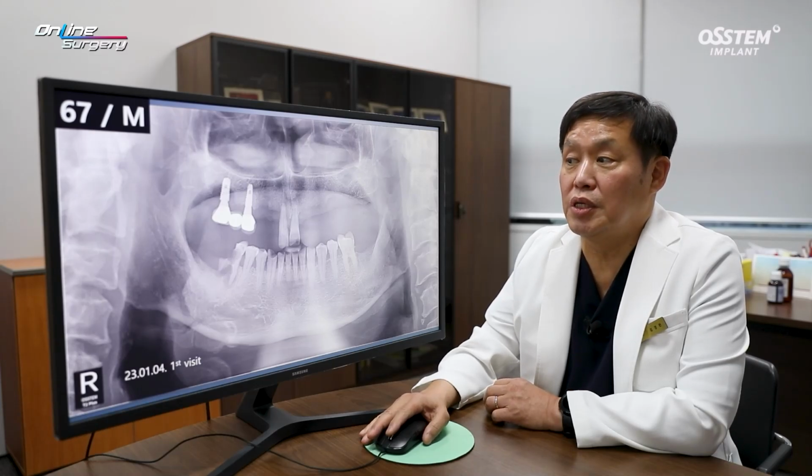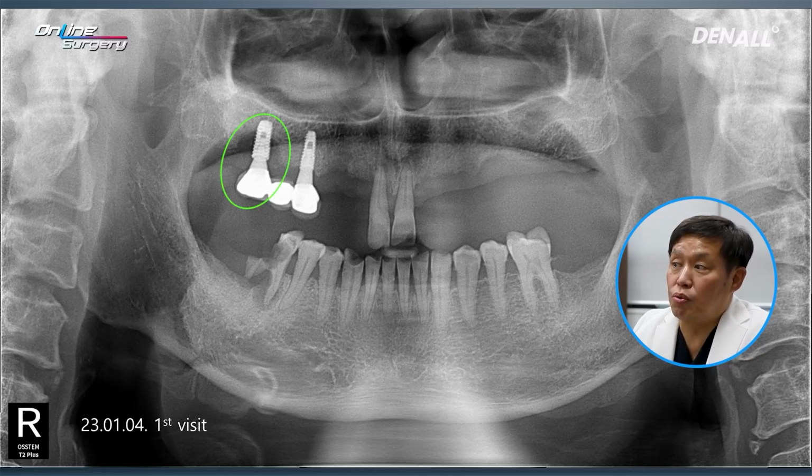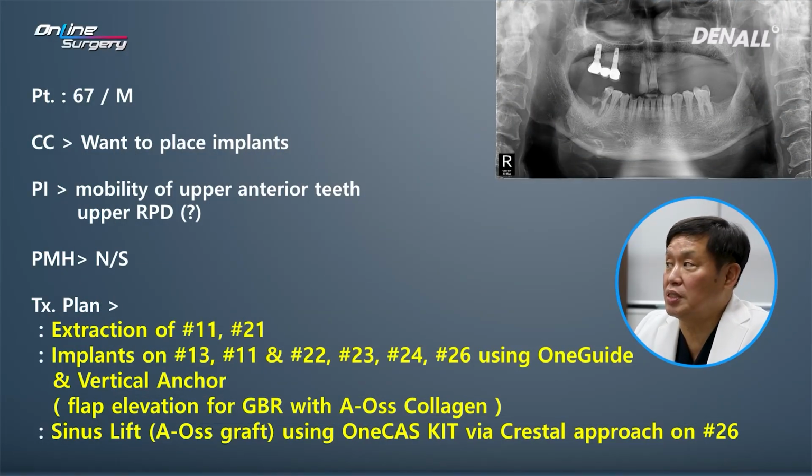The patient of the day is a 67-year-old male, and the chief complaint was that there was mobility in the entire upper arch. On the right, there are implants in number 4 and 6 and a bridge prosthesis, but there was significant bone defect around number 6, so it required re-implant placement. The patient did use an RPD, but because of tooth loss and mobility, as of late, the patient rarely used it.